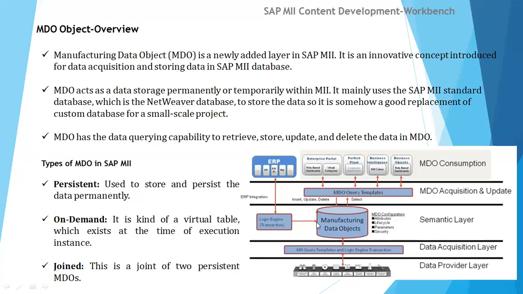Another way is, if you want the MDO data to be updated in the SAP ERP system, you can write a BLS here and use the SAP JCo action block, and you can post the data into SAP ERP by using ERP integration. So this is the architecture of MDO in SAP MII.